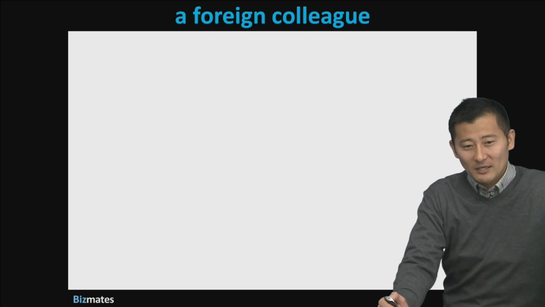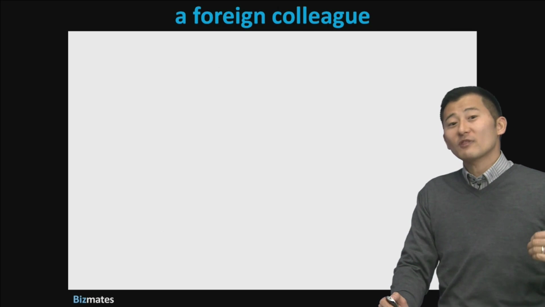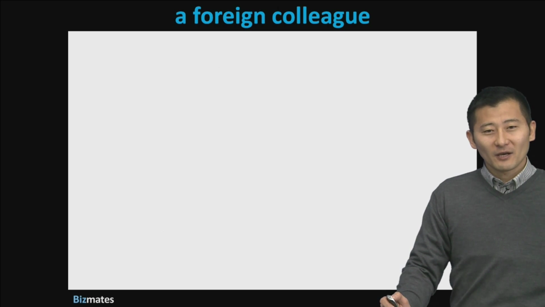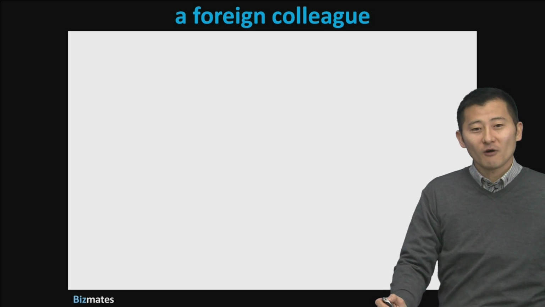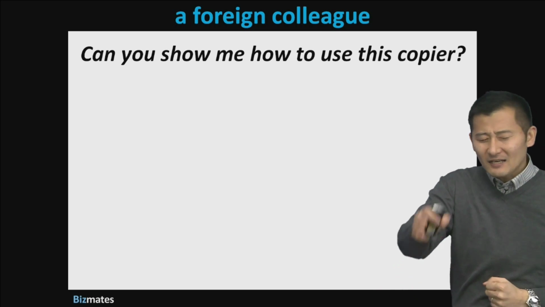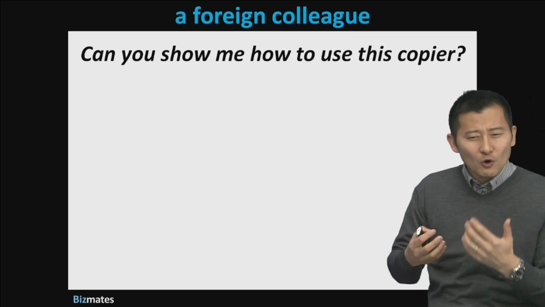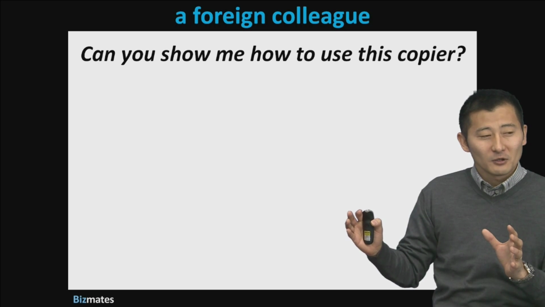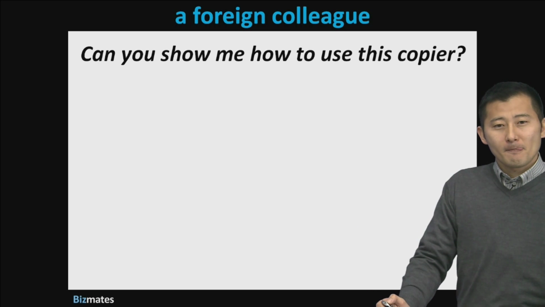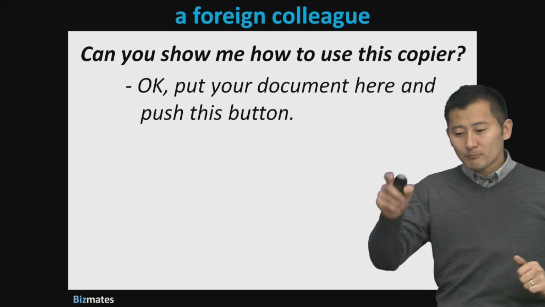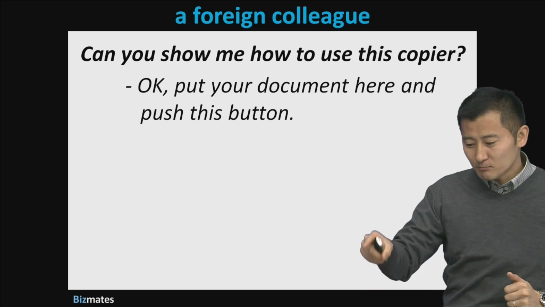Let's go on to the next point. How about communicating with a foreign colleague? You work for a global company. You have some non-Japanese people in your office, and suddenly one of them asks you, "Excuse me, can you show me how to use this copier, this photocopier?" What do you say? Maybe you can say something like this: "Put your document here and push this button."